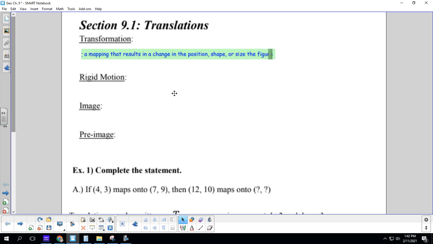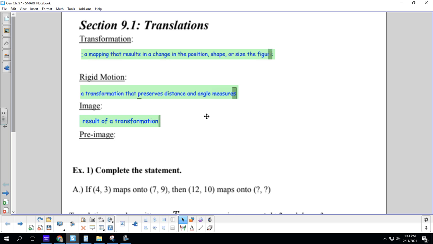Rigid motion. It's like when I do the robot. A transformation that preserves distance and angle measures. So you just take it and move it around. The sizes of the sides and the angle measures of the shape don't change. That's a rigid motion. An image is what we get after we transform something, a result of a transformation.